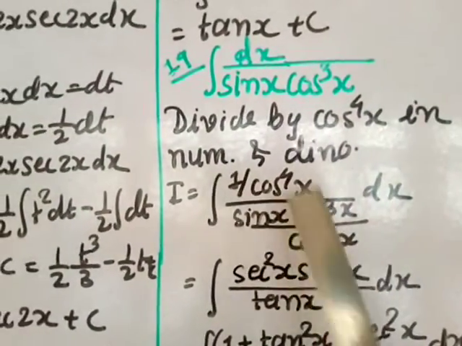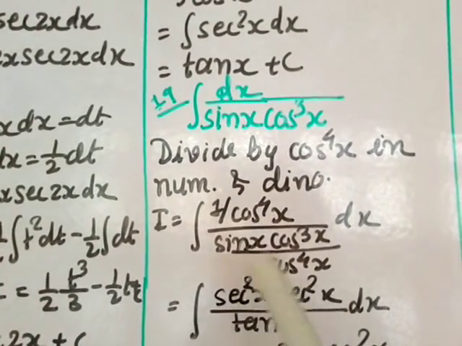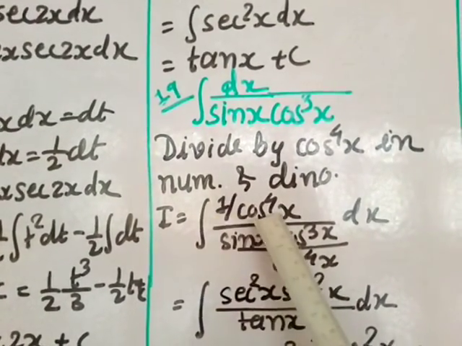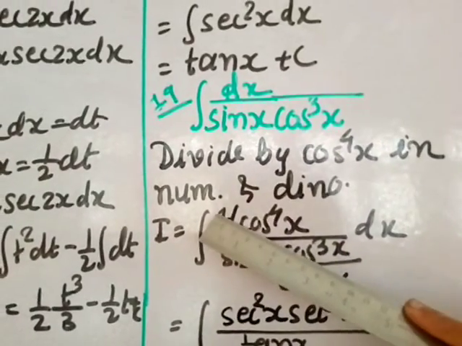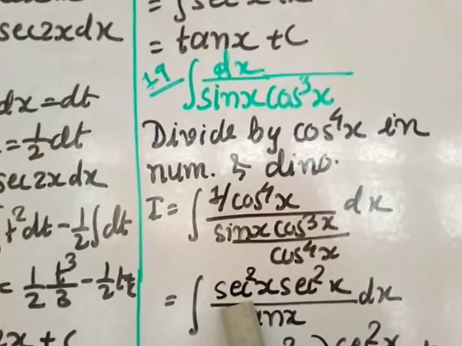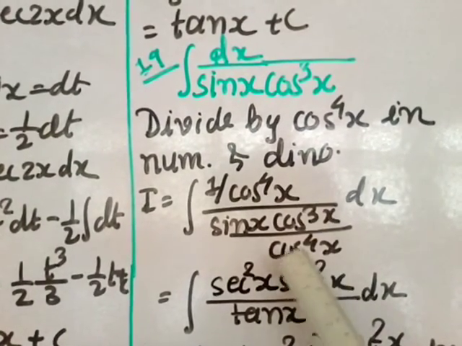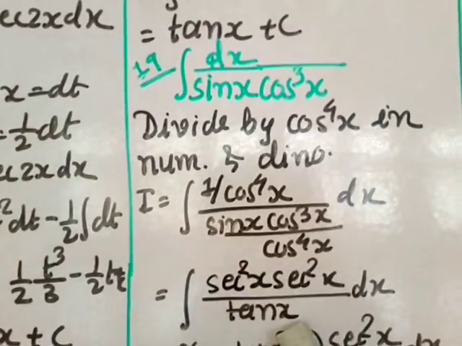Okay, I hope you understand. Here I am dividing numerator and denominator by cos power 4x. So when I divide here, if I take it in the numerator, it becomes sec power 4x, and that sec power 4x I have written as sec square x into sec square x. And here when you divide, cube will cut, here remains 1 cos, so sin by cos will give you tan.